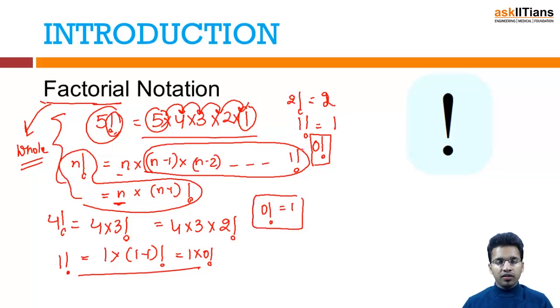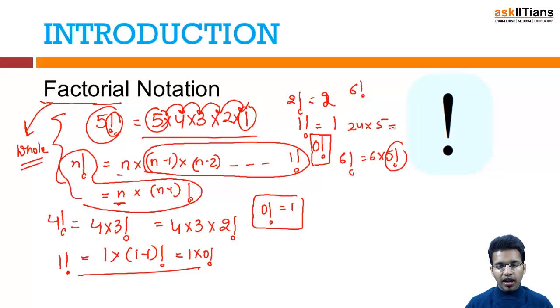So I will suggest students to at least learn up to maybe 6 factorial. So 0 factorial is 1, 1 factorial is 1, 2 is 2, 3 is 6. You don't need to do anything till 3. 4 factorial is 24, 5 is 120, that is 24 into 5. Now if you want to have 6 factorial, you can just write it as 6 into 5 factorial. So 5 factorial you have derived as 120, so from here you can write it as 720.